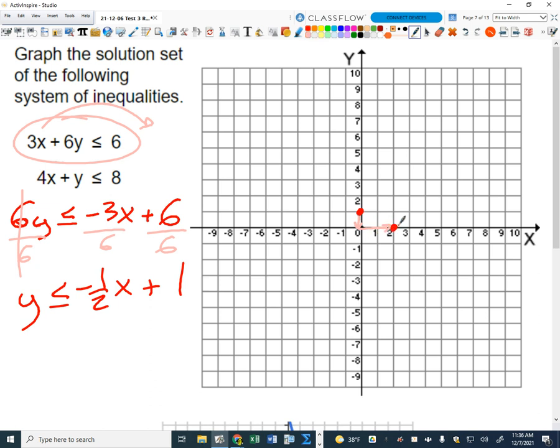So right there, solid or dash, everybody? Solid. Shading above or below? Good, below, good. And we know that because we know that y is supposed to be less than or equal to my boundary line, so we're shading down. And here we go.